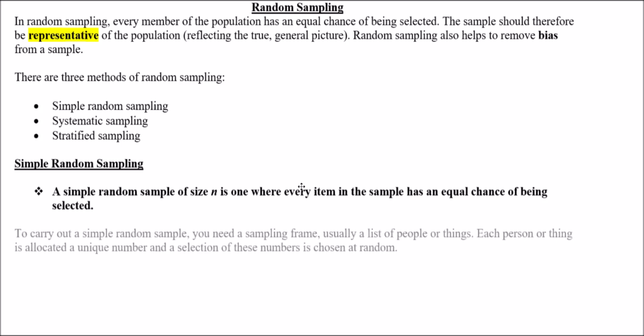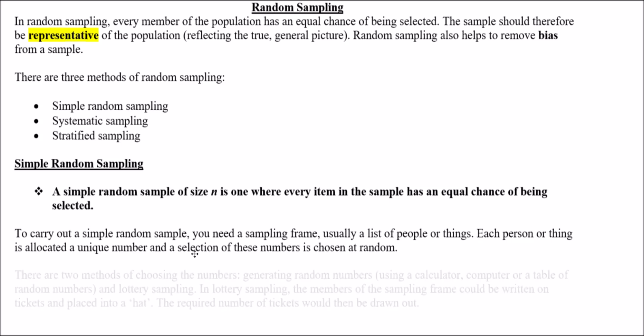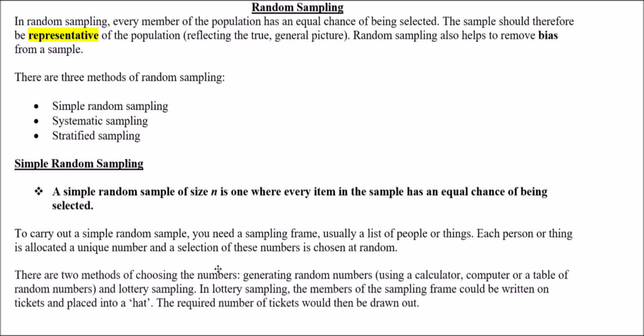A simple random sample of size n is one where every item in the sample has an equal chance of being selected. To carry out a simple random sample, you need a sampling frame, usually a list of people or things to be sampled. Each person or thing is allocated a unique number, and a selection of these numbers is then chosen at random. There are 2 methods of choosing the numbers: generating random numbers using a calculator or computer or table of random numbers, and lottery sampling.